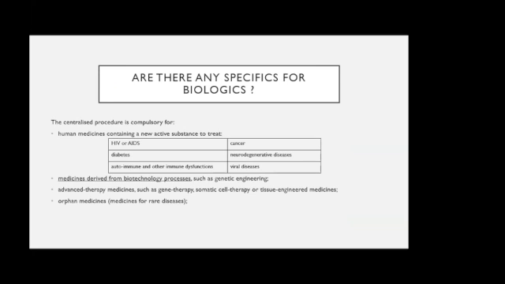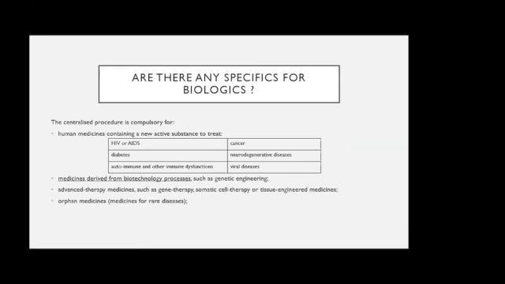Based on these, are there any specifics for biologics? Well, the centralized procedure is compulsory for several situations. For example, for human medicines containing a new active substance to treat HIV or AIDS, cancer, diabetes, neurodegenerative diseases, autoimmune or other immune dysfunctions and viral diseases. So in this case, all new drug applications should go by a centralized procedure.